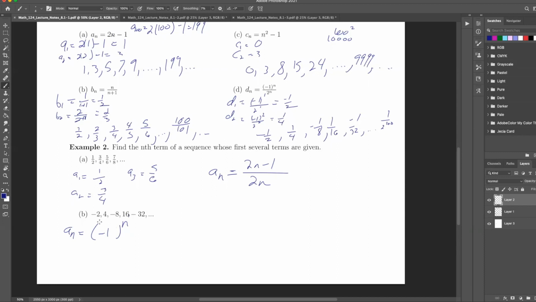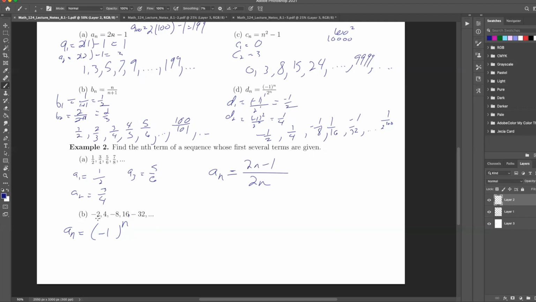And this is what allows us, because -1 times itself is -1. -1 times -1 is +1. -1 times -1 times -1 is negative, and then positive. And so this just allows you to alternate. So anytime you see alternating signs, you're always going to put this.